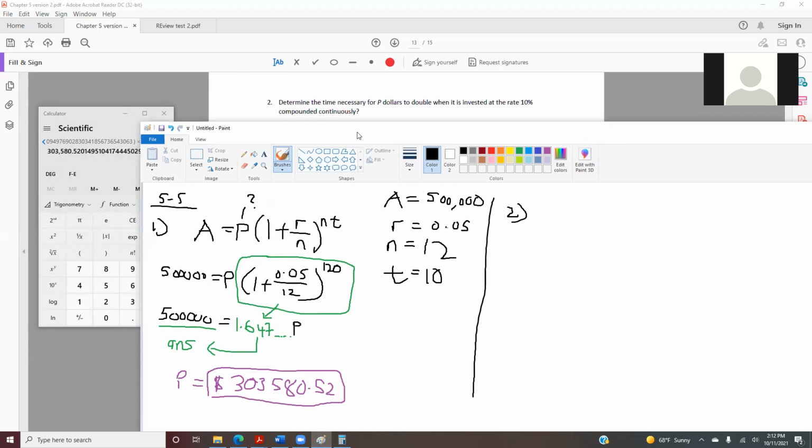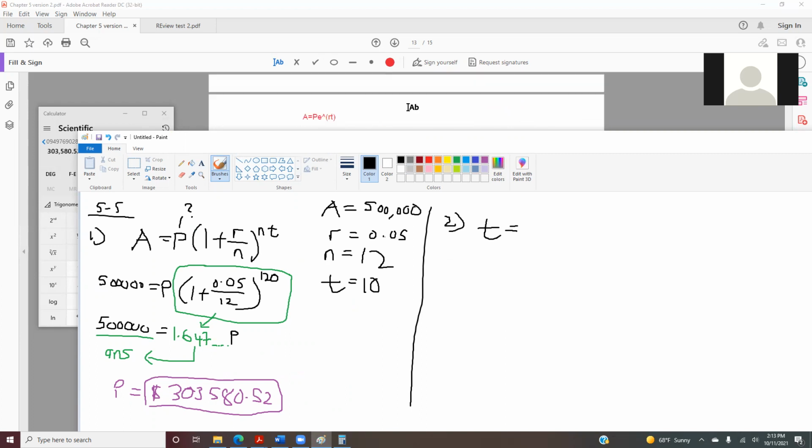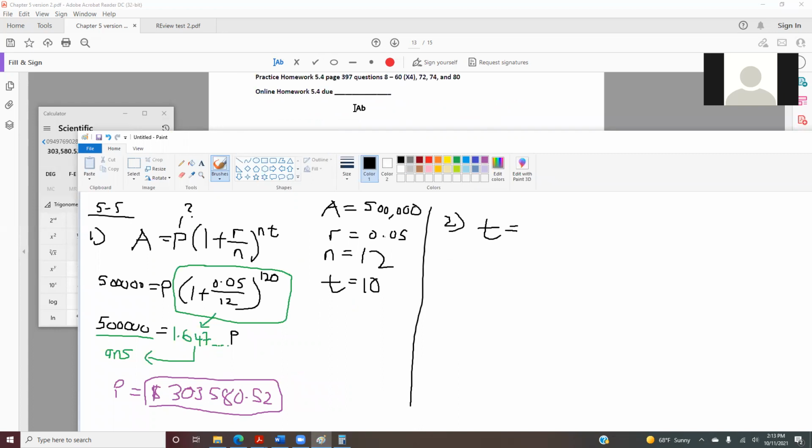All right. Question 2. Determine the time for P dollars to double when it invests at 10% compounded continuously. Does anyone know a shortcut to do question 2? You need to double the amount with a rate of 10% compounded continuously. This is learned in 5.4. If you remember that, anyone know a shortcut for number 2?